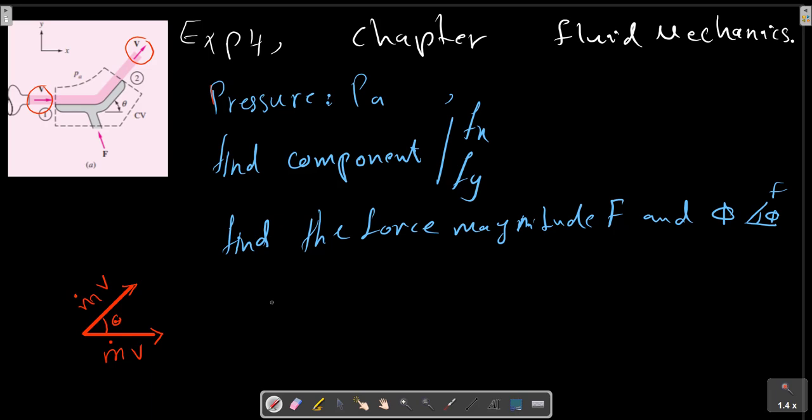So the total force equals... we can write an expression for the total force from the Reynolds transport theorem and also the linear momentum equilibrium. If we use the vector method to find the resultant of this force, which equals the force on the vane, we can use the parallelogram law.